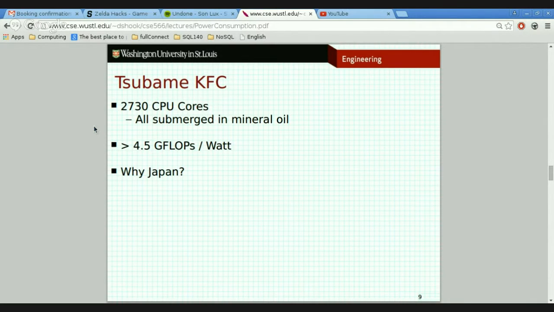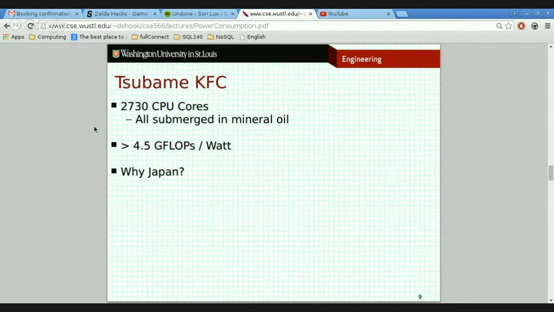Very, very efficient. I don't know the actual gigaflops rating for it. I think I actually have it on a future slide here. So it's not the fastest computer in the world, or not even in the top 10, actually. Later on, we'll see exactly where it falls on the top 500. But it is very, very extremely power efficient. So this idea of submerging a computer into liquid is a very efficient way of doing things.